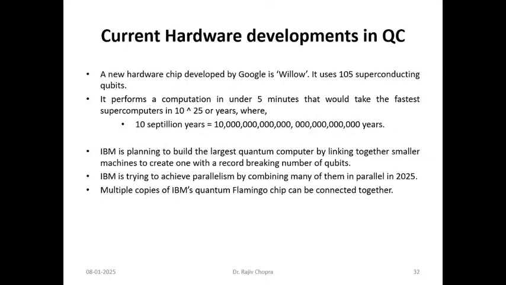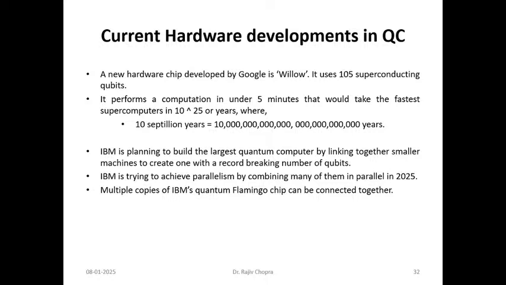If you see the recent advances, we have heard of the Google chip, Willow. It uses 105 superconducting qubits, and it was able to solve the exponential problem in 5 minutes that even a supercomputer would take 10 raised to 25 years to compute. So this has been done, and 10 raised to 25 years forms 10 septillion years.